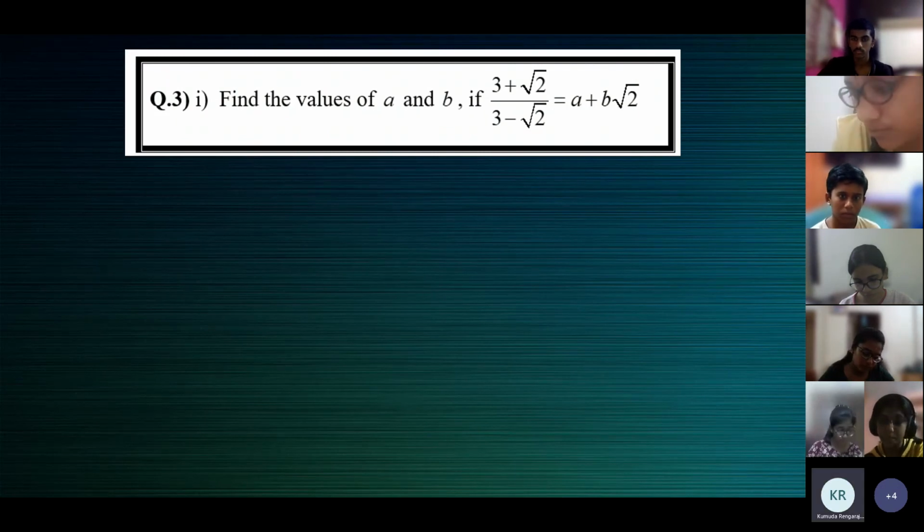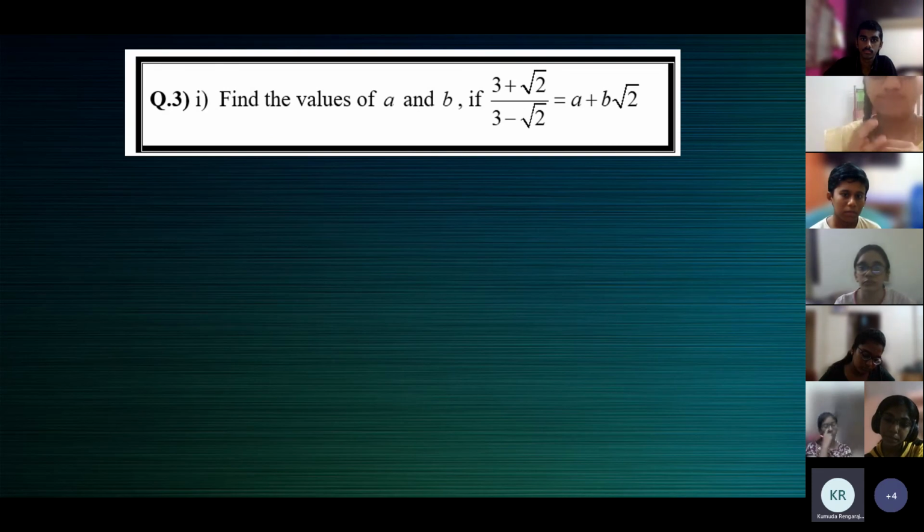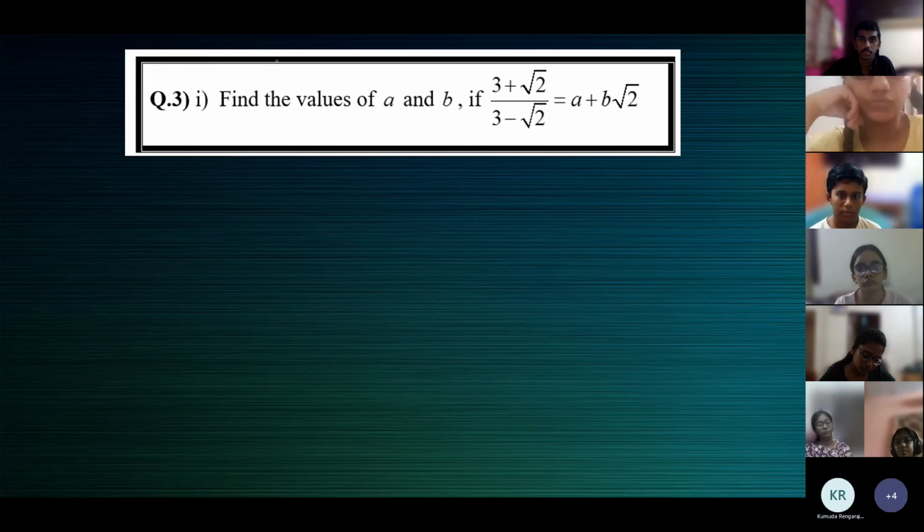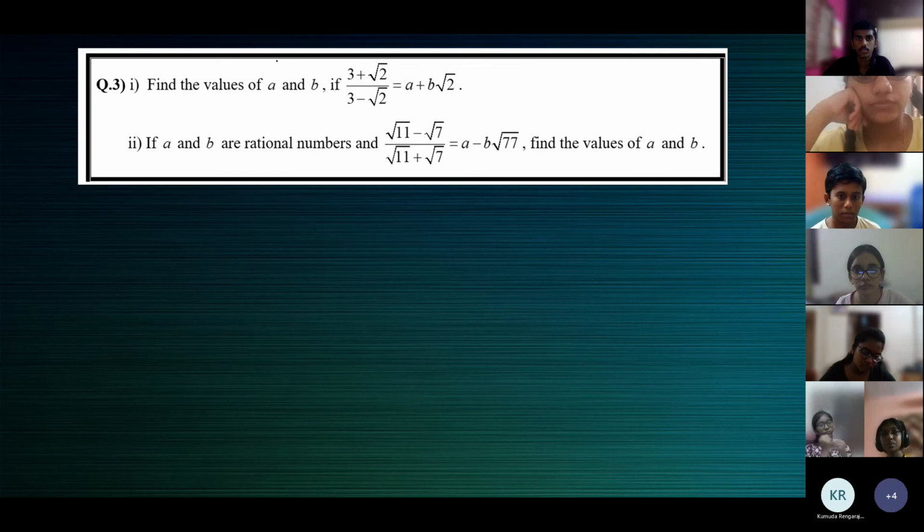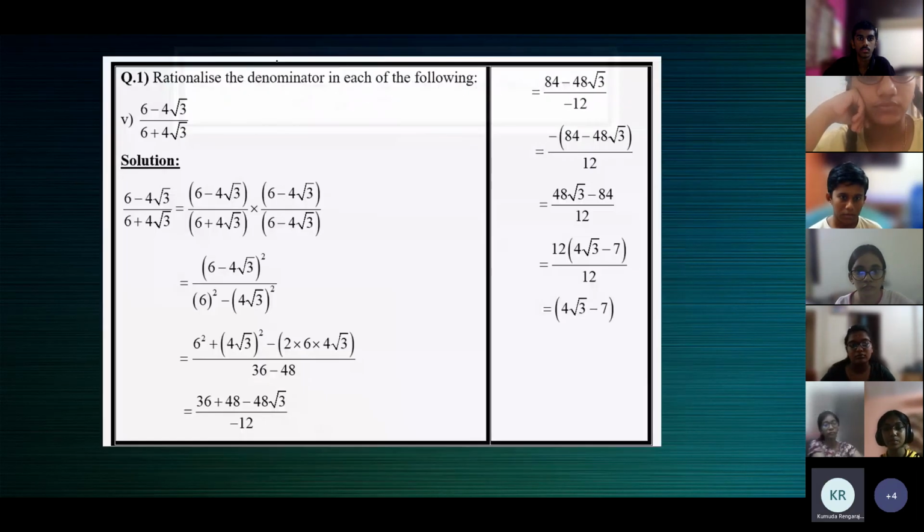All right, children. So this is the next question. Find the values of a and b if (3 + √2)/(3 − √2) = a + b√2. So let's go back to this one.